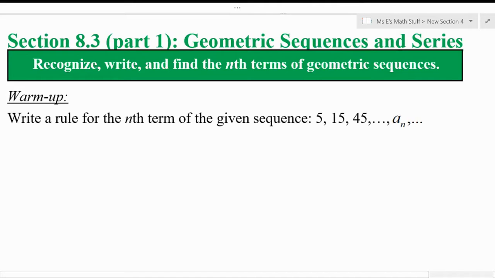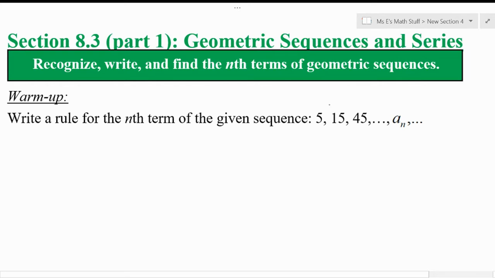All right, my friends. So if you weren't sure how to go about this one, then I'll just lead you through some thinking that you may find helpful. So what did they do to get from 5 to 15? Well, they could have added 10, but since they did not add 10 to 15 to get 45, we'll have to come up with another idea.